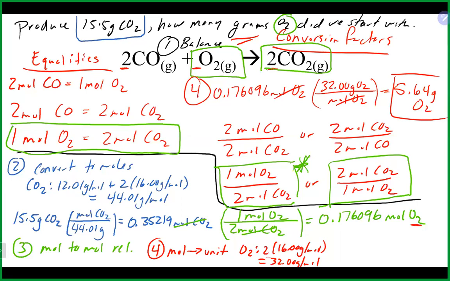Frankly, the only number in this problem is the 15.5, which has 3 significant figures. So we do end up with 3 significant figures. Any questions on any of those steps? Pretty much all basic stoichiometry problems are these 4 steps: balance the equation, convert to moles, mole to mole relationship, convert those moles to some other unit.